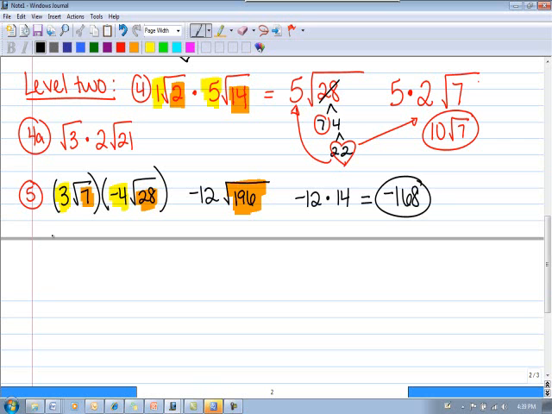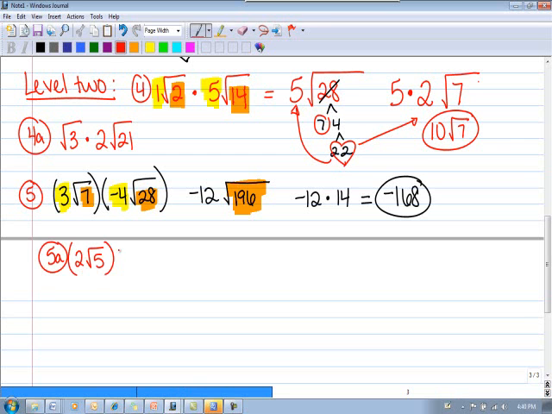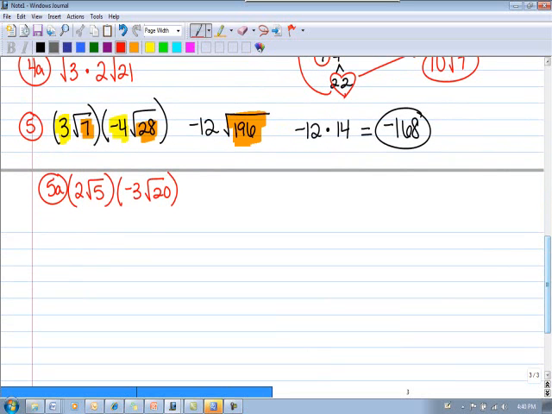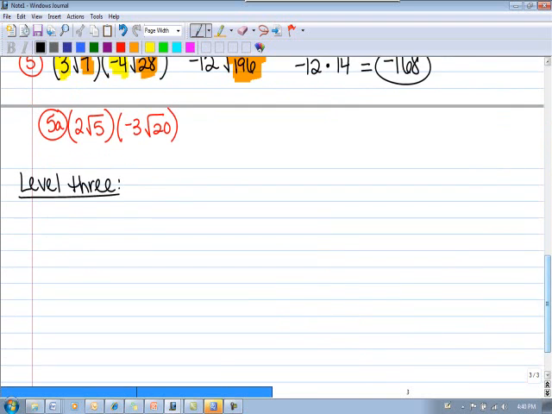A problem like that for you to try before we move on to level 3 is 2 radical 5 times negative 3 radical 20. And when you're finished with that one, you can move on to level 3 questions. We're going to put them in black because they're black belt questions. They're the toughest ones we'll see all day. There's only 2 of them, and I'm going to actually do the 2 problems first and then give you one example to try on your own from the 2 because the 2 are very similar.